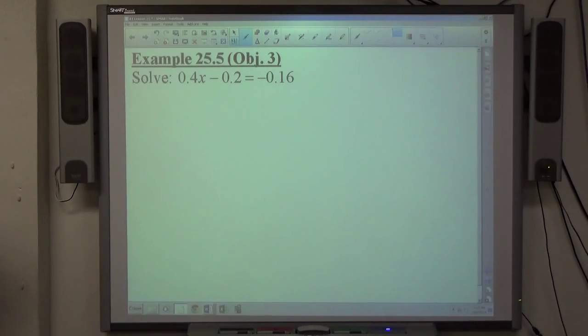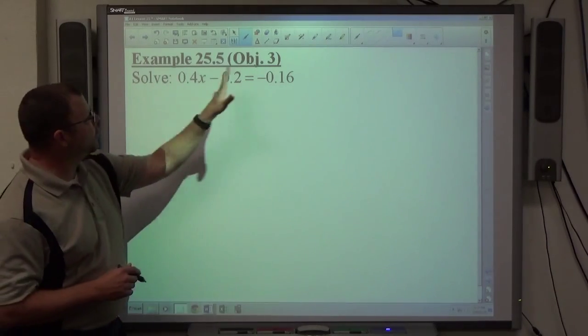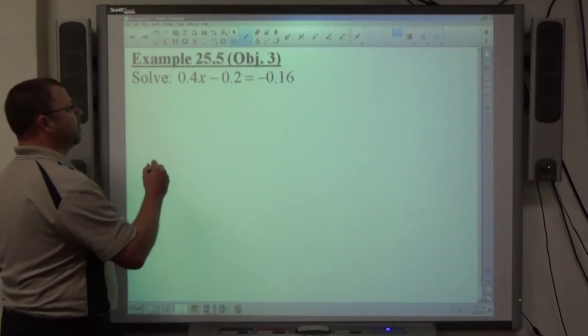But anyway, 0.4x minus 0.2 equals negative 0.16. The requirement of getting rid of decimals in an equation is real simple. Every single term has to have the same number of decimal places. So if this is what's written in my book, the first thing that goes in my paper is going to look like this.